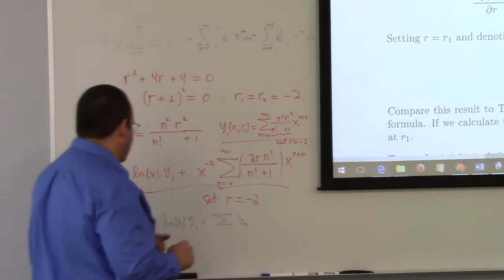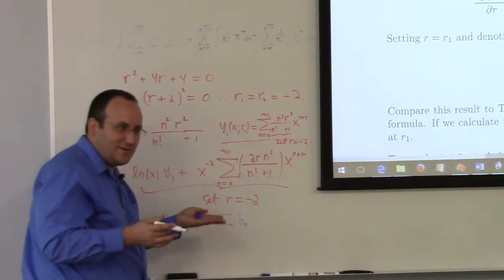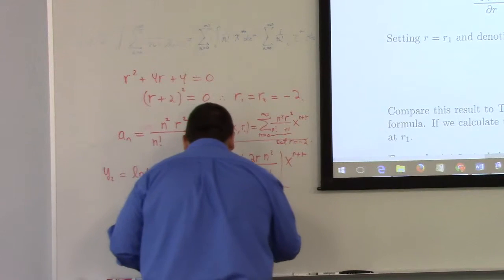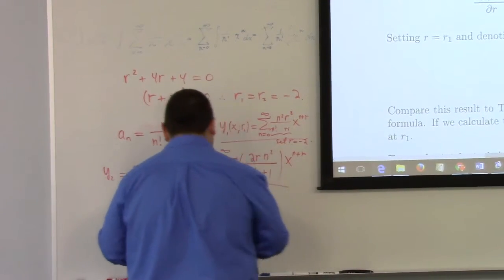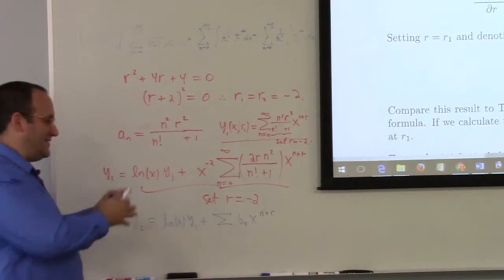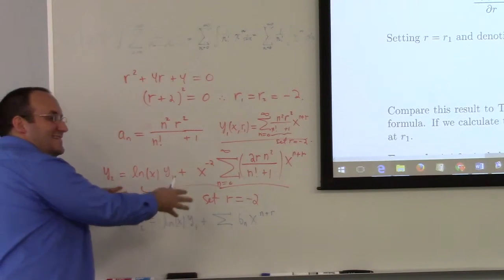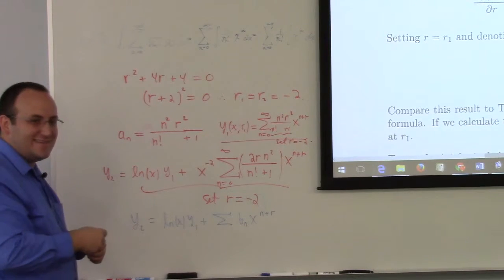Yeah, I mean, if I was doing it at x naught, I should have log of x minus x naught as well. Okay, but I'm doing x naught equal to 0. So b_n x to the n plus r. He just tells you that that's the solution. It's of that template, and then you're supposed to go work with that and figure out the b sub n's.